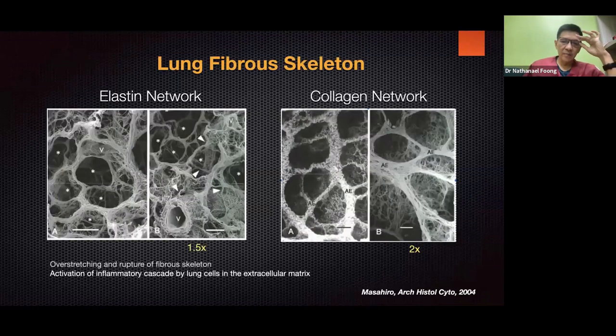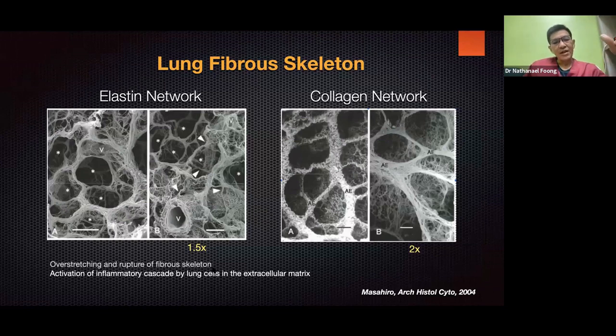Now, how does injury occur? We have to break it down into looking at the lung fibrous skeleton, which consists of elastin and collagen. Now, this network can expand to accommodate the change in volume, where elastin is stretchable, stretching to 1.5 times the original length, whereas the collagen network is not stretchable, folded into a zigzag pattern, and stretches to 2 times its original length. When you stretch to 2 times the original length, this is where the total lung capacity comes in, right? So it's very unlikely in a normal lung that we overstretch the lung.